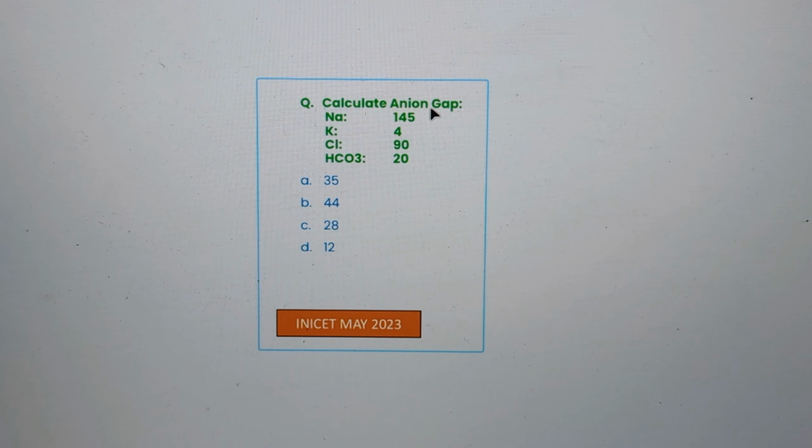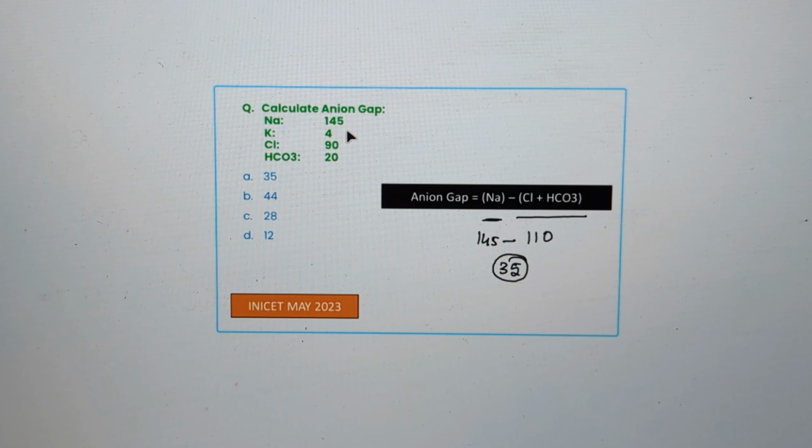Calculate anion gap. Sodium 145, potassium 4, chloride 90, and bicarbonate 20. Although potassium is given, it is usually excluded from the calculation. Formula for anion gap is sodium minus chloride plus bicarbonate. Sodium 145, chloride plus bicarbonate 90 plus 20, which is 110. So it is 35. Therefore, option A is the correct answer.